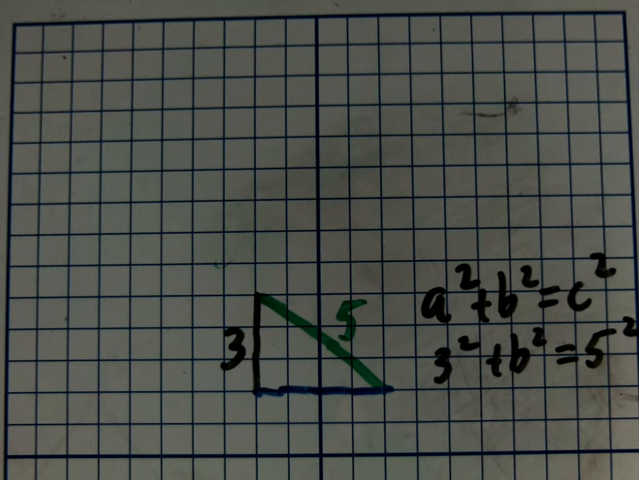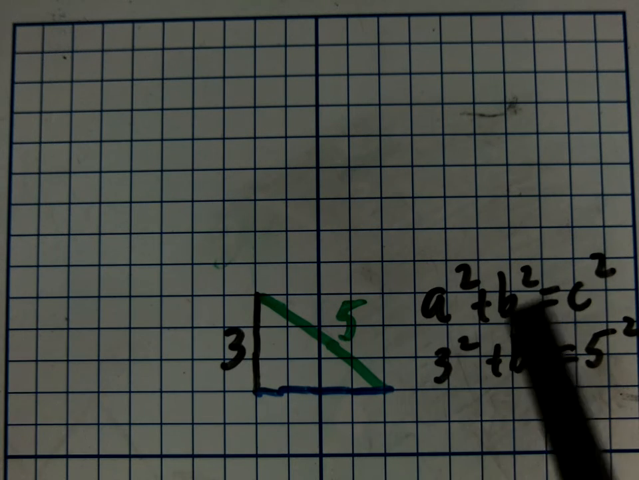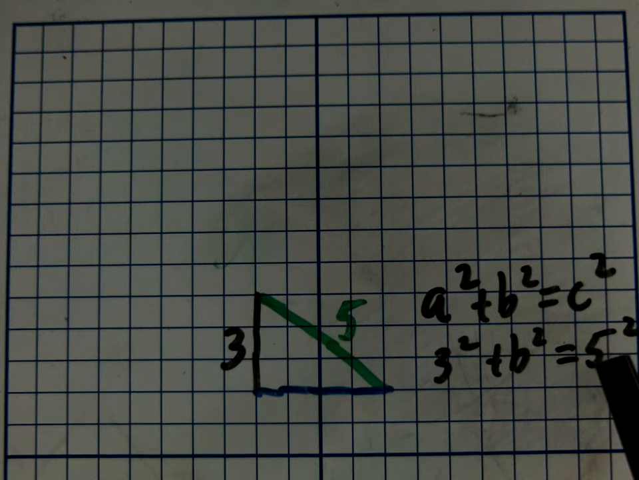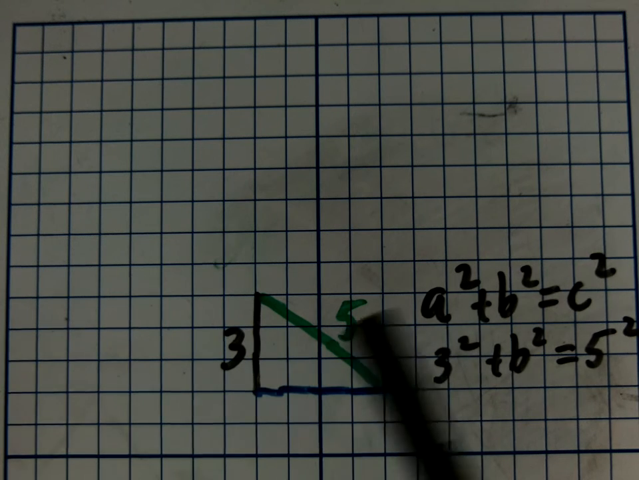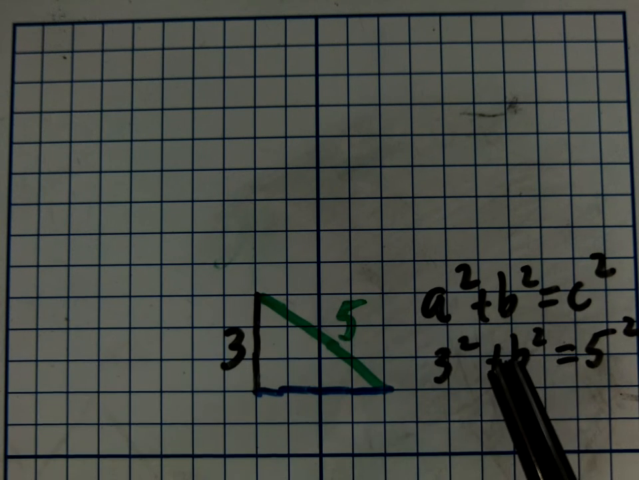I could also write it as a squared plus 3 squared is equal to 5 squared, since the 3 could be considered the value of a or the value of b. So this value of 3, this leg, I can consider it a or b.